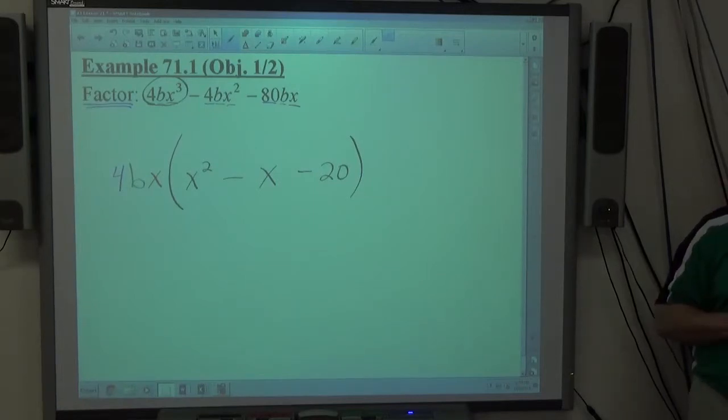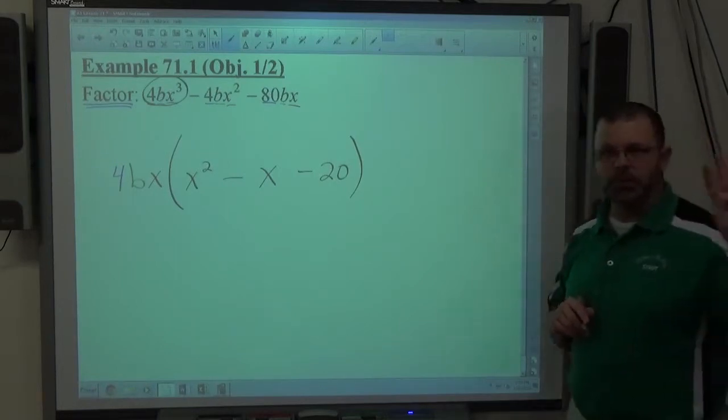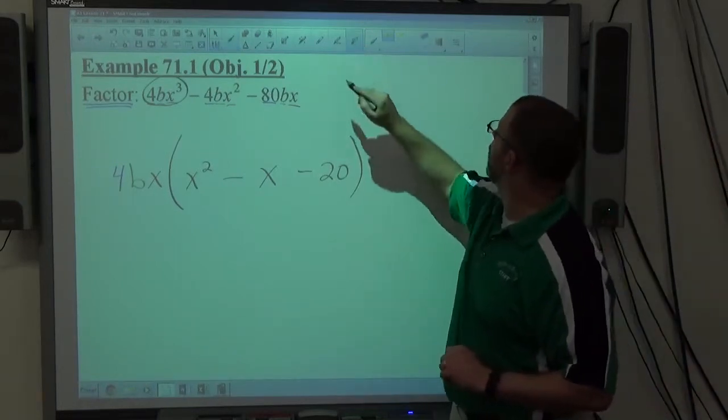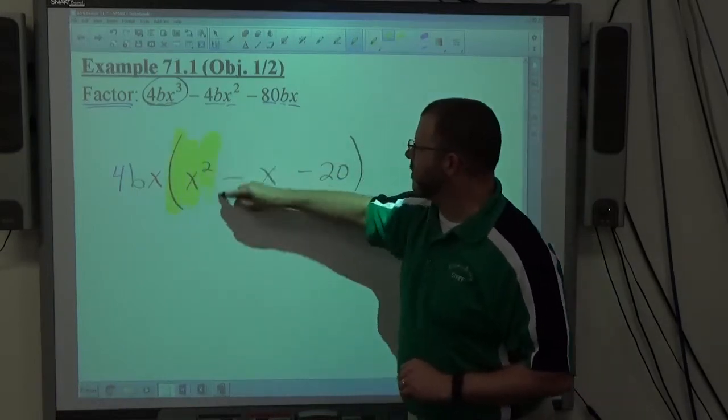Greatest common factor: find it, take it out, factor correctly. Step 2 is to look at the remaining polynomial. In other words, here.